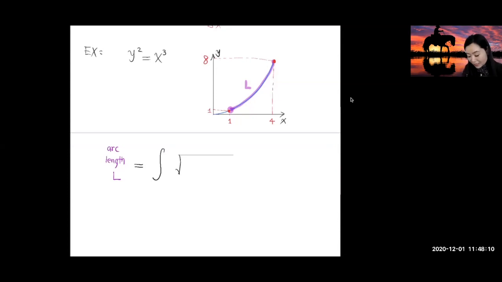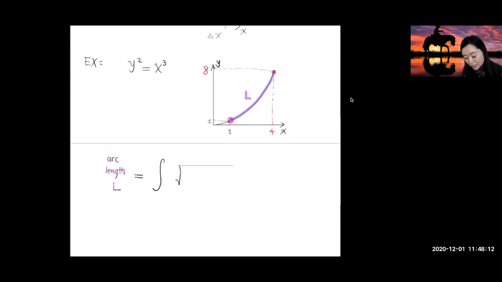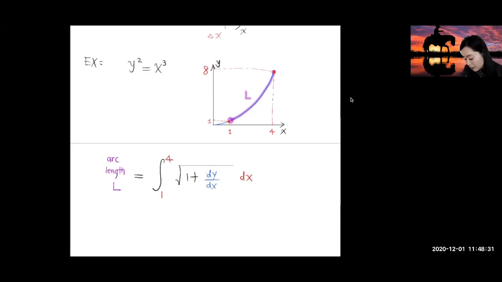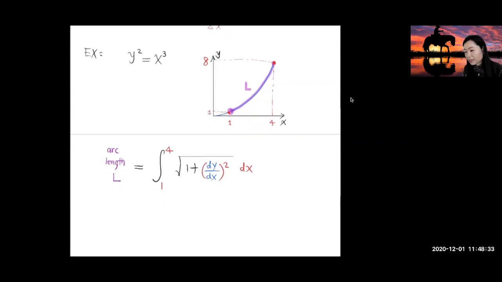Okay, so if I use A, the formula says that this is dx, right? X goes from where? From 1 to 4, right? And then inside here we'll have 1 plus dy/dx, and then squared. Okay, like that. That's using A.